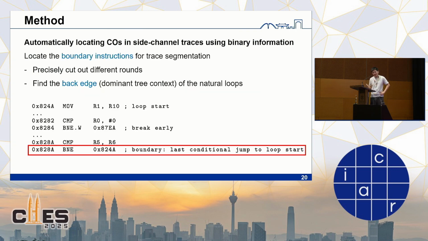And the next step is, now we know which loop corresponds to the cryptographic operations, right? But we want a more accurate slice in the raw traces, so we need to find the exact instruction controlling the loops, like split one round from another. So we basically find the back edge in the natural loops, which is a concept in compiler design. So by selecting this instruction, we can precisely cut out different rounds.